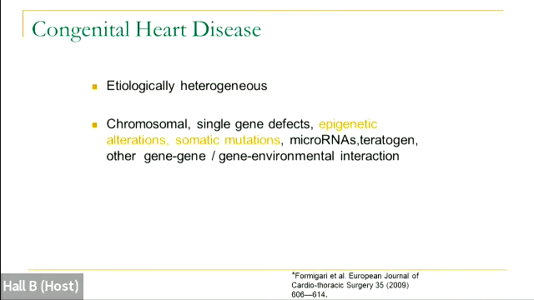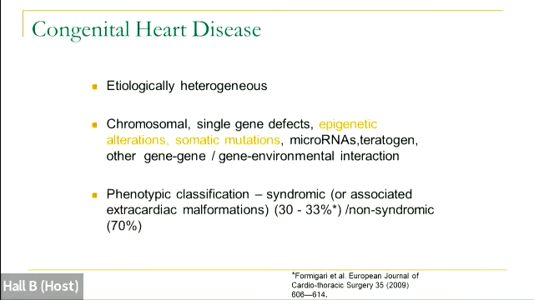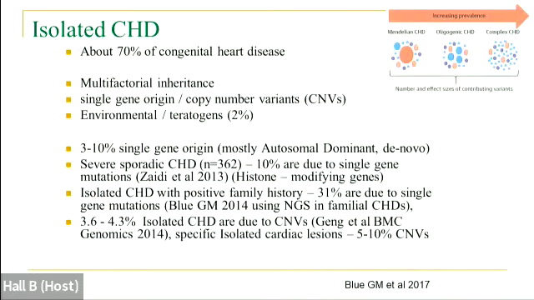As with any other birth defect, congenital heart disease is etiologically highly heterogeneous, which includes chromosomal, single gene, epigenetic alterations, somatic mutations, and gene-gene as well as gene-environment interactions. As with any other birth defect, we try to classify them as syndromic and non-syndromic. Coming to isolated congenital heart diseases, the majority have been thought to be due to multifactorial inheritance. Increasingly, we now know they could be due to single gene origin as well as due to copy number variants.